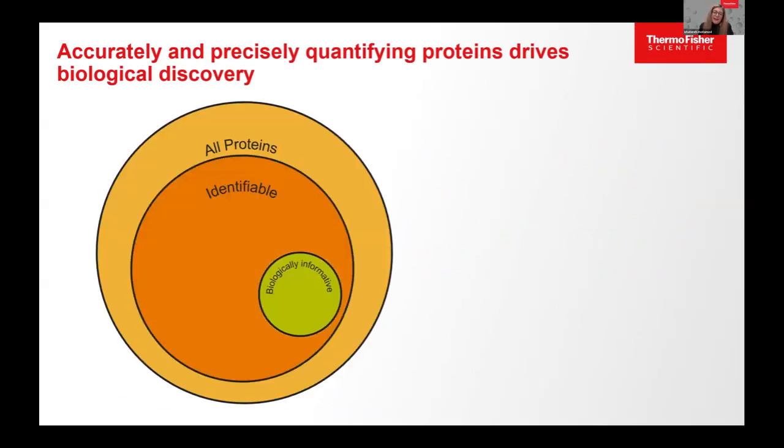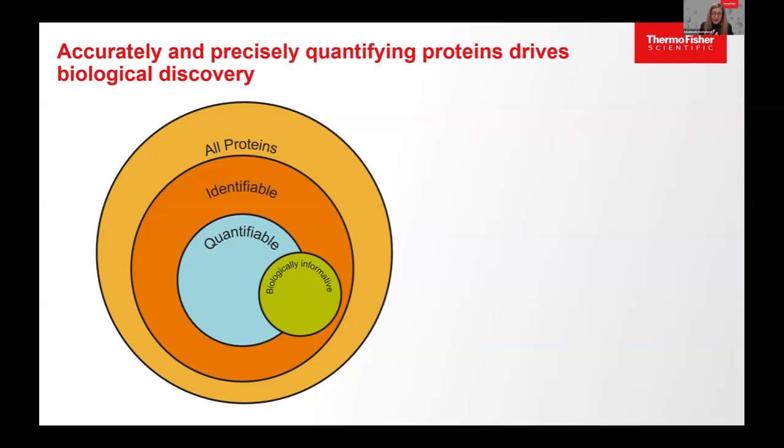And when it comes to MS development or workflow development on any MS, you always try to see as much as possible, right? You optimize the method to see as much protein as possible, but we call it identifiable, right? We have at least one good protein with good MS2s, right? And then the list of proteins shrinks to those that you can quantify.